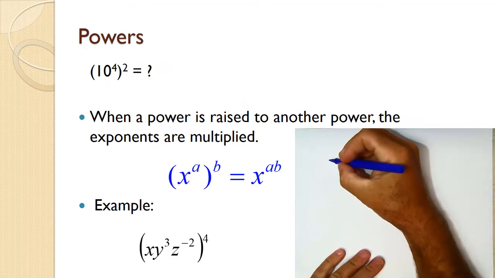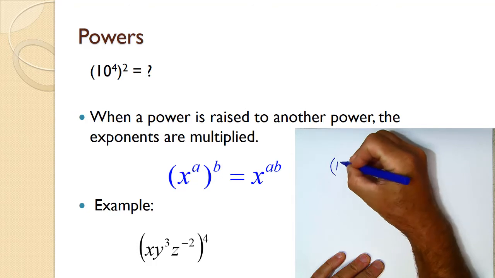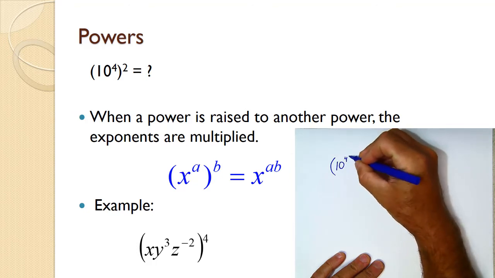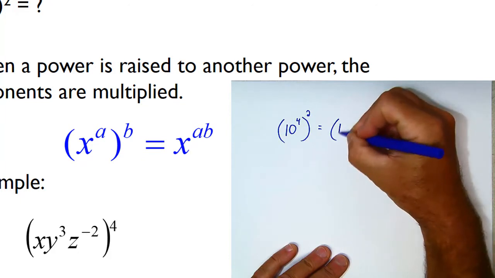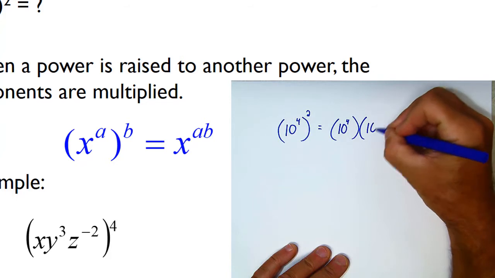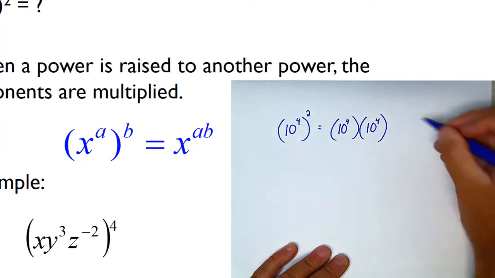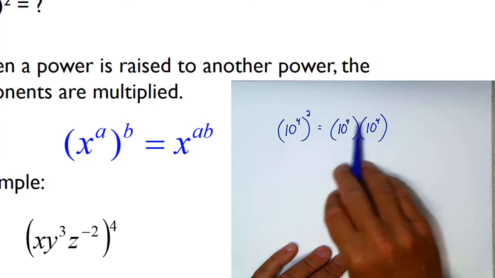Okay, our third property of exponents says that if we have something like 10 to the 4th and we square that, that's the same as saying 10 to the 4th times 10 to the 4th. Or in other words, we have 2 groups of 10 to the 4ths. And we saw earlier that 10 to the 4th times 10 to the 4th, that's the same base.